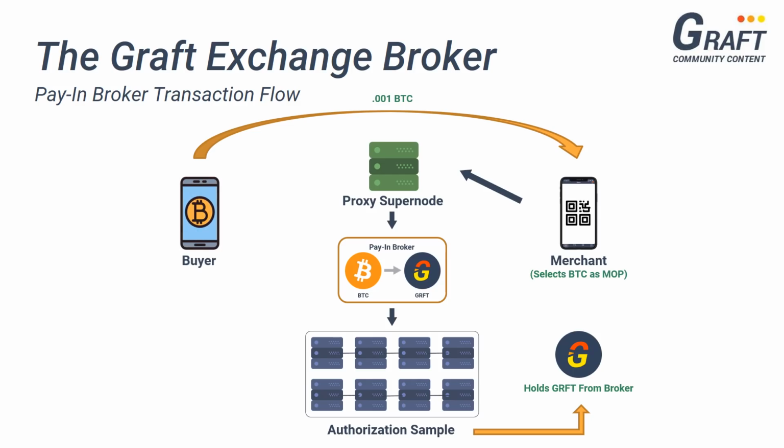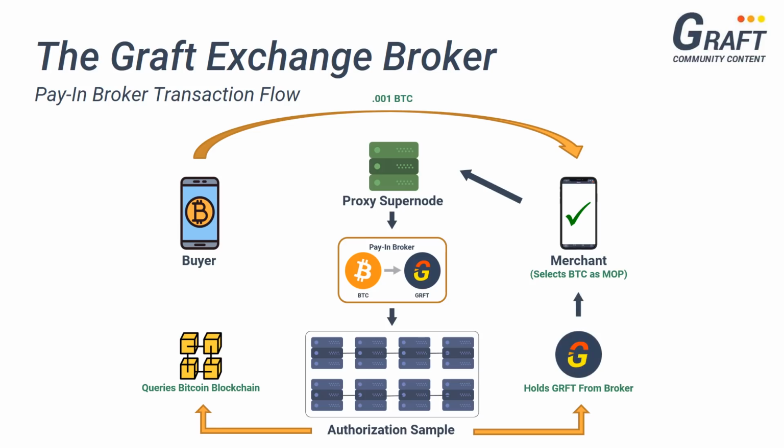The buyer will then proceed to make the Bitcoin payment using any wallet supporting Bitcoin, which will then trigger the authorization sample to query the Bitcoin blockchain and verify that the transaction has indeed been broadcasted. Once the authorization sample verifies that the Bitcoin transaction is awaiting validation, it sends an approval message to the merchant's point-of-sale terminal and releases the Graft bond to the merchant.